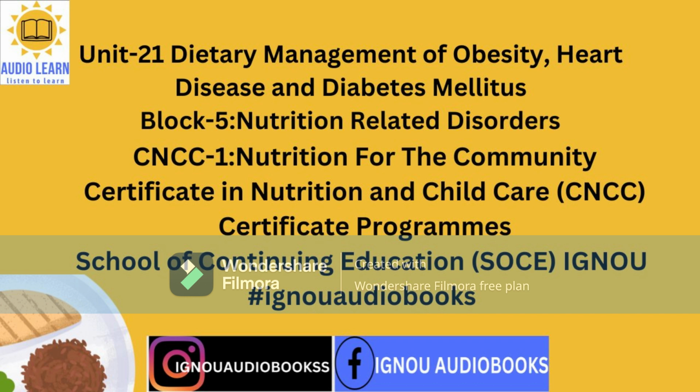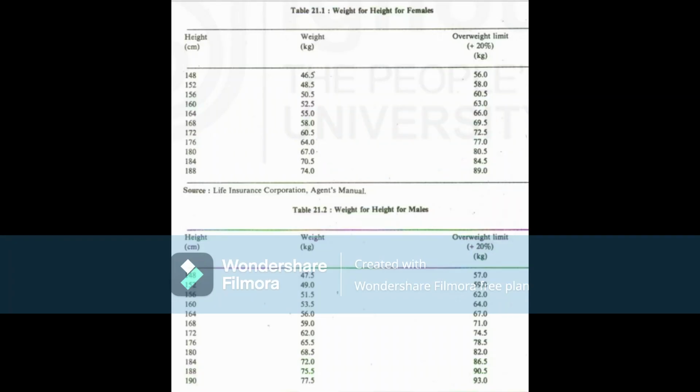According to height and body frame, tables 21.1 and 21.2. The tables are based on the principle that the ideal weight for one's height and body frame at the age of 25 should be maintained throughout adult life. Table 21.1, Weight for height for female. Look at the screen for table content. Table 21.2, Weight for height for male. Tables 21.1 and 21.2 provide information regarding the ideal body weight for a particular height for females and males respectively.